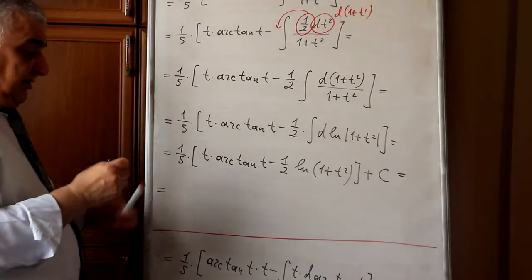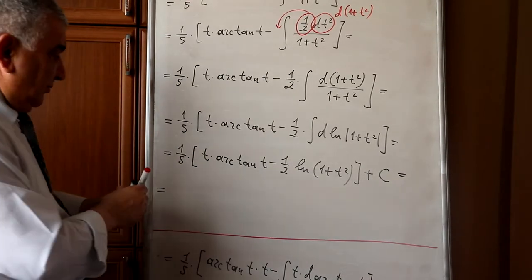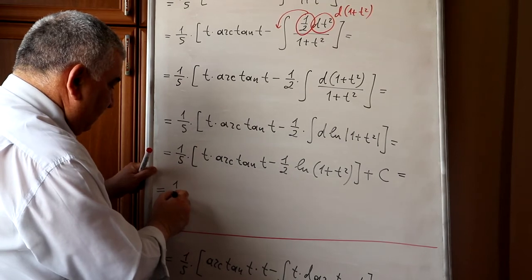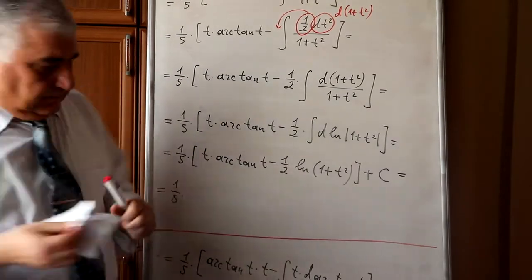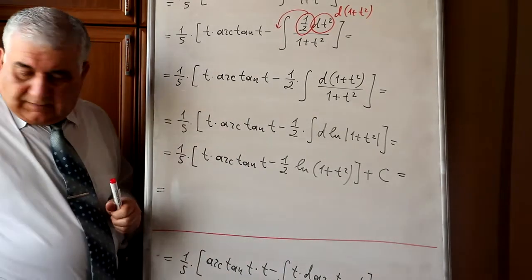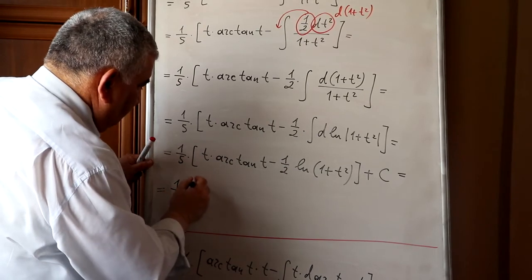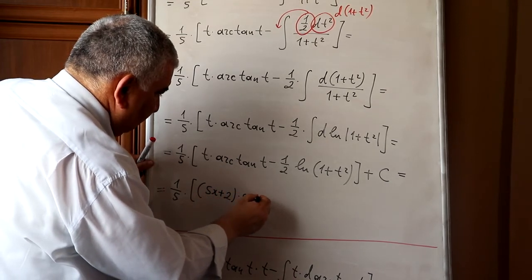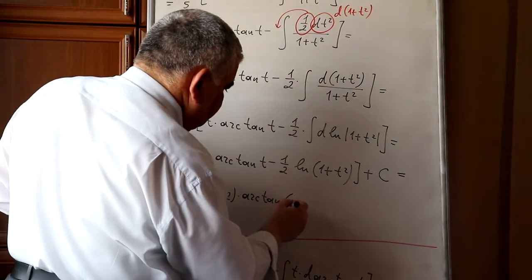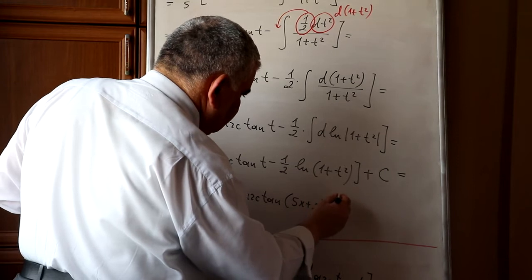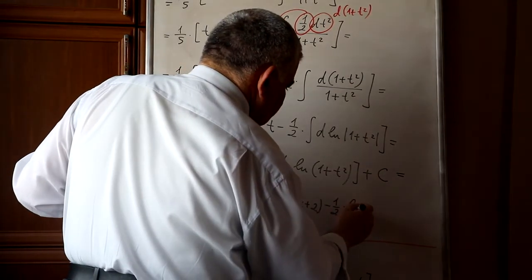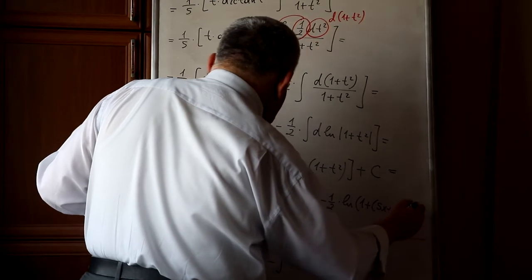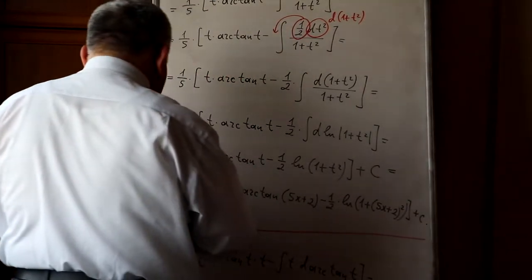According to the change, t is 5x plus 2. 1/5 multiplied by 5x plus 2 multiplied by arctangent of 5x plus 2 minus 1/2 multiplied by natural logarithm of 1 plus 5x plus 2 squared, plus c. It is the answer of our integral.